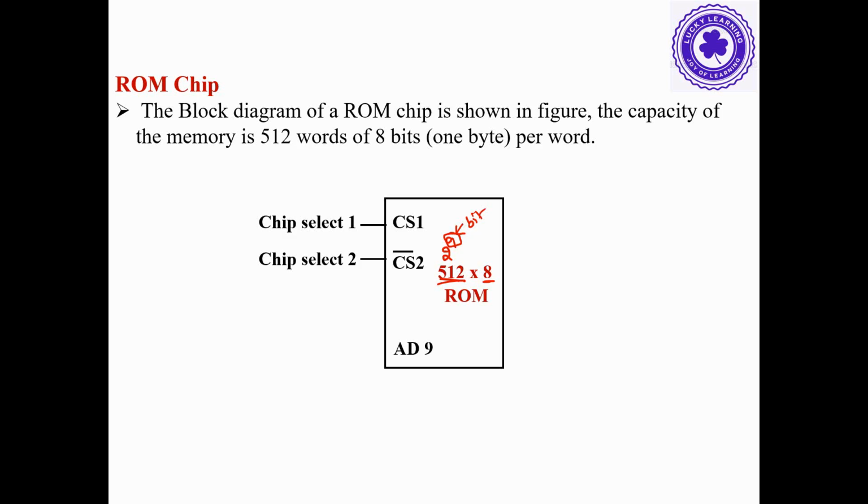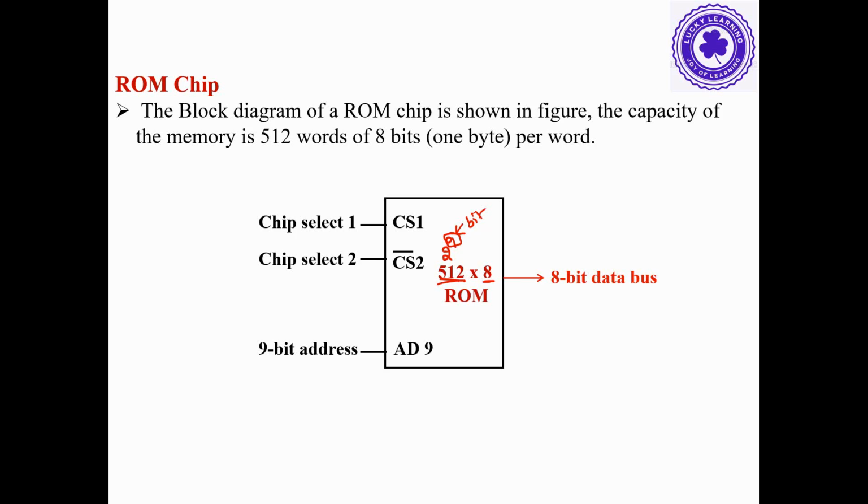To address the ROM, we require a 9-bit address, and because each word is 8 bits, it requires an 8-bit data bus. Only an outline. It means it is going out from the ROM. Why is it out from the ROM, not into the ROM? Because ROM is only for reading purposes, not for writing. So the direction of the arrow is from ROM to the outside.